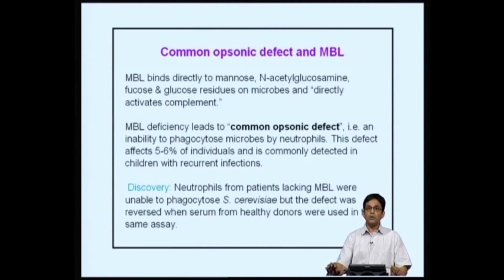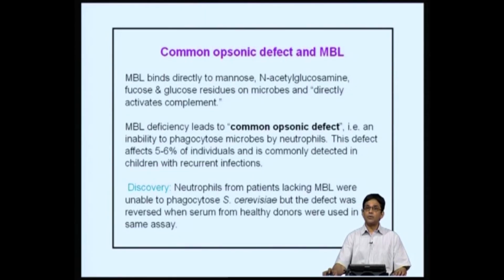What is important is that deficiency in MBL leads to common opsonic defect, that is an inability to phagocytose microbes by neutrophils, and this defect affects 5 to 6% of individuals, which is fairly high, and it is commonly detected in children with recurrent infections.